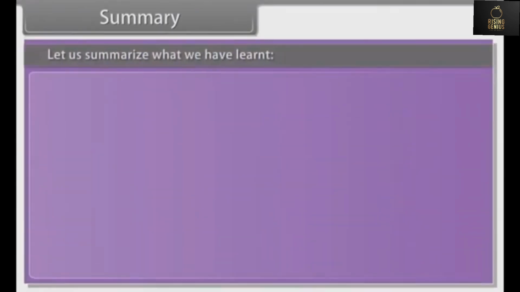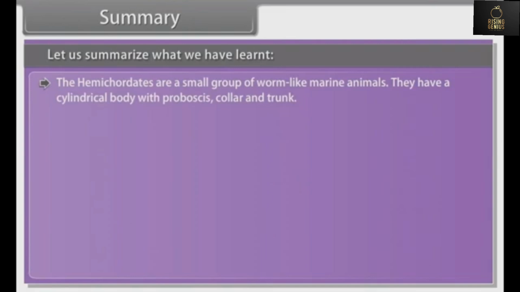Summary. Let us summarize what we have learnt. The hemichordates are a small group of worm-like marine animals. They have cylindrical body with proboscis, collar, and trunk.